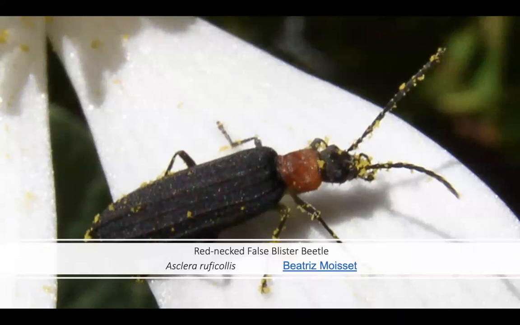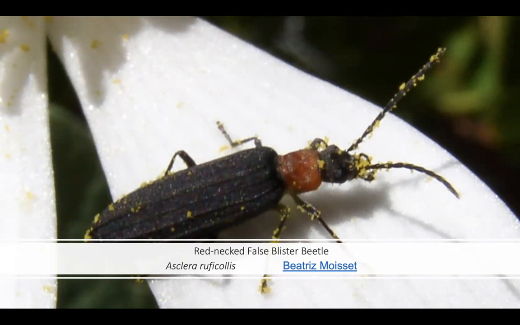Here's the beetle I was telling you about, or thinking about, that even though we don't think of beetles as being hairy or pollinators, look at all that pollen on this red-necked false blister beetle. If you Google red-necked false blister beetle and trout lily, you will see just plants covered in these beetles. This is a group of beetles that actually eats pollen.